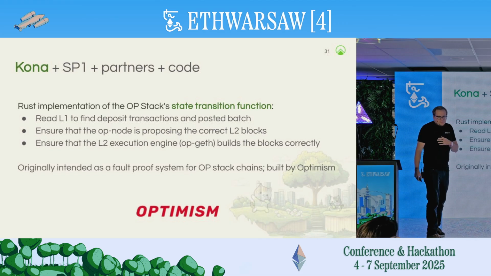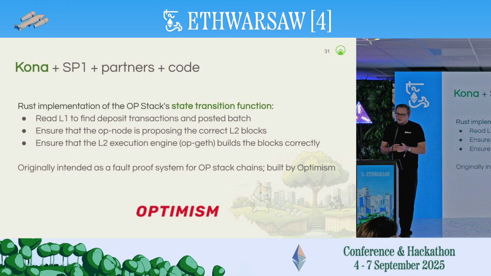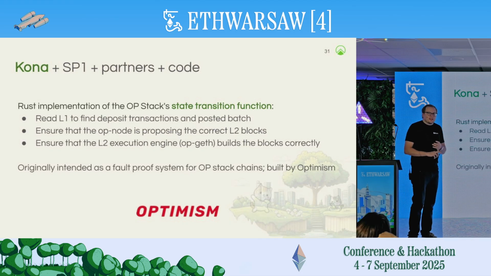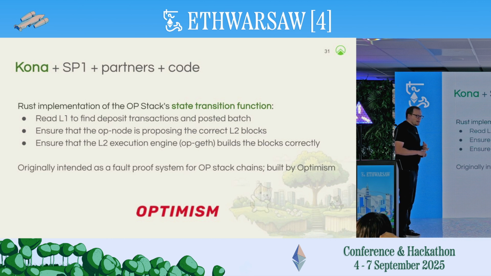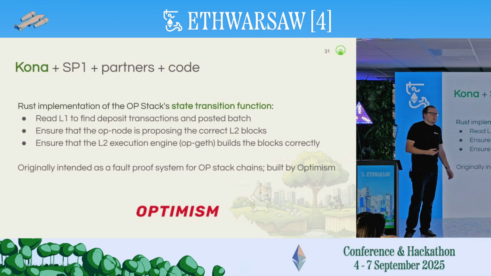So as I said, Optimism built out Kona as a way to measure or to record or to prove the state transition of the OP stack chains. So not only building blocks correctly, that the EVM didn't do a bad addition or something like this, but also that deposits in L1 blocks were correctly read and included in the chain, that the OP node is actually proposing those deposits inside the L2 blocks, and that the L2 block is being built correctly. And so it was designed as a fault-proof system so that they could prove very quickly whenever there's a challenge who is wrong on Optimism.